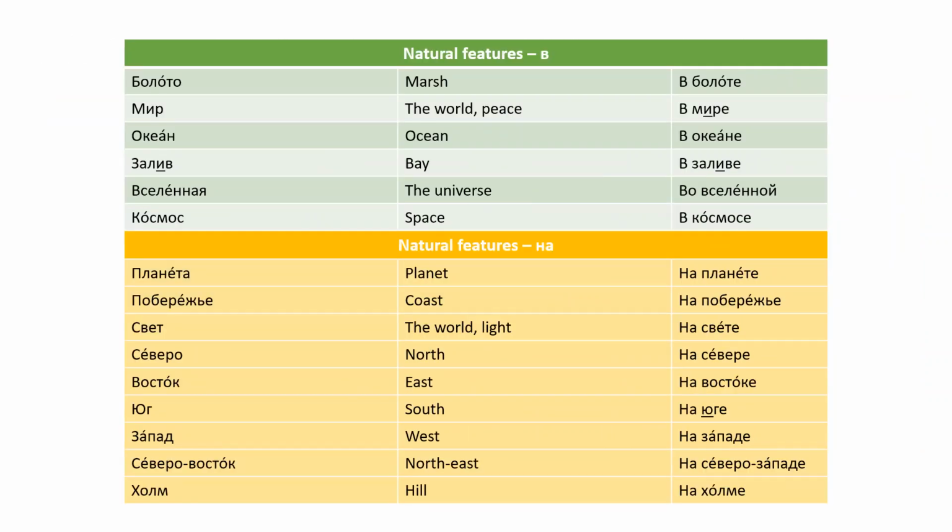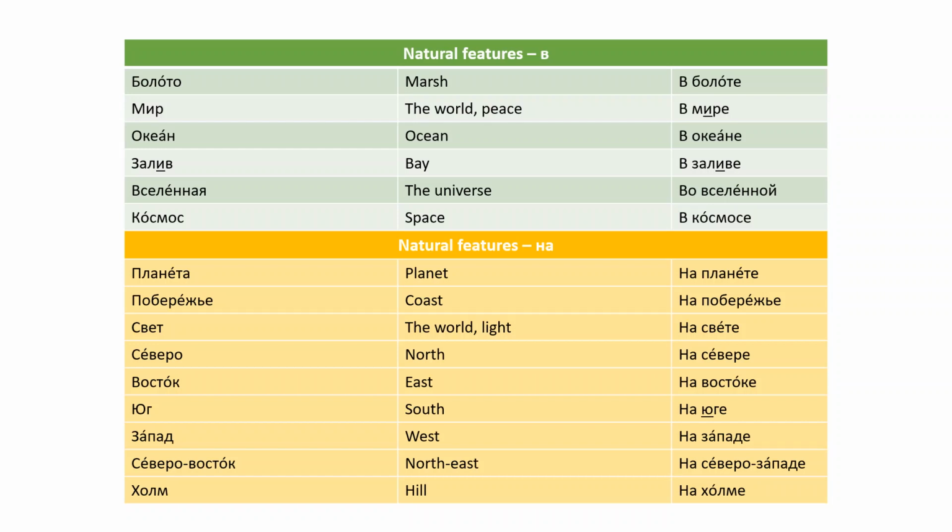So here's another table showing some geographical features. One thing I wanted to note here was that if it's a point on a compass, then it will always take na. So na severe, na vostoke, na yuge, na zapade. Those all take na. The second thing is the word mir and the word svet both mean the world. And their meaning kind of changes depending on whether they use v or na, but that's something that we're going to discuss in more detail later on in this lesson, so don't worry about that too much now.